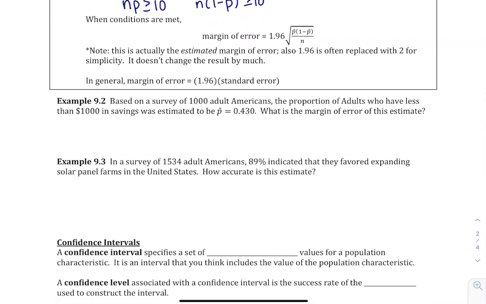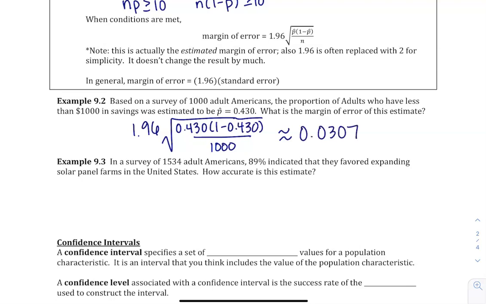So let's look at a few examples of using those formulas. We have a survey of 1,000 adult Americans, where the proportion of adults who have less than $1,000 in savings was estimated to be a sample proportion of 0.430. So what's the margin of error? Well, we do 1.96 times the square root of p hat times 1 minus p hat, divided by the sample size of this survey, which was 1,000. And so when we multiply that out, we get approximately 0.0307.